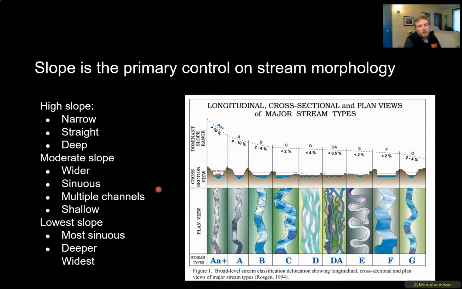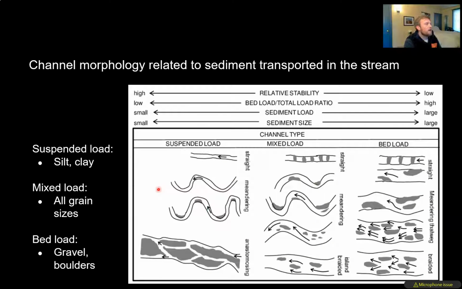So that's the main control with slope and discharge that we've explained, but we also need to consider what type of sediment is in the river, okay? So the type of sediment, meaning its size, is going to help determine how that stream behaves. So in this diagram, I'm showing the different river types, straight, meandering, and braided or anastomosing, according to the different types of sediment that they're transporting.